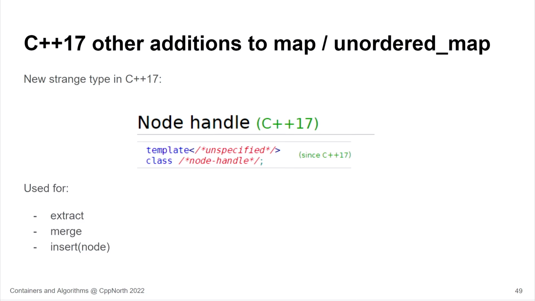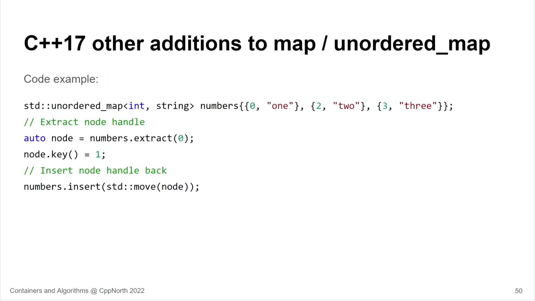By the way, there is something quite similar on list with splice that was, I think, since C++11. But with map, it was added in C++17. For list, it's not for extracting a single node. It is for merging nodes. There is something on splicing a list. So this was what we did with node handle.